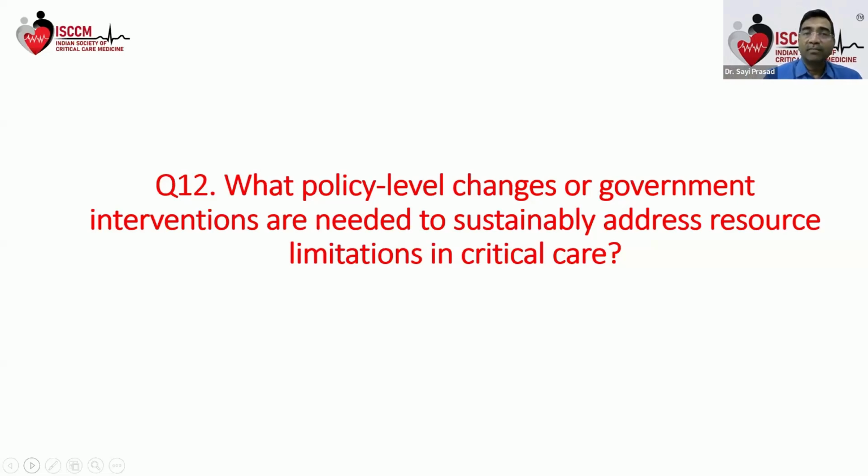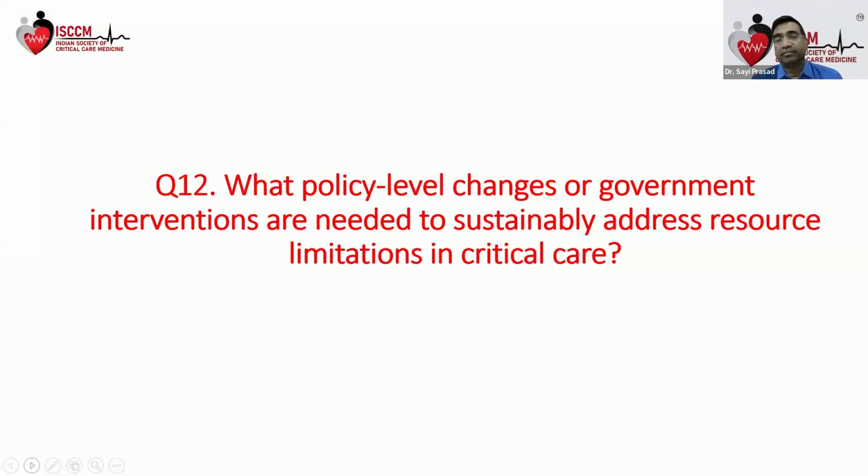Unless these things are promoted by the government in Tier 2 cities, they will not have access to newer modalities. So this is very, very important. And then research is also an important thing, to include these Tier 2 cities to make more data on this.